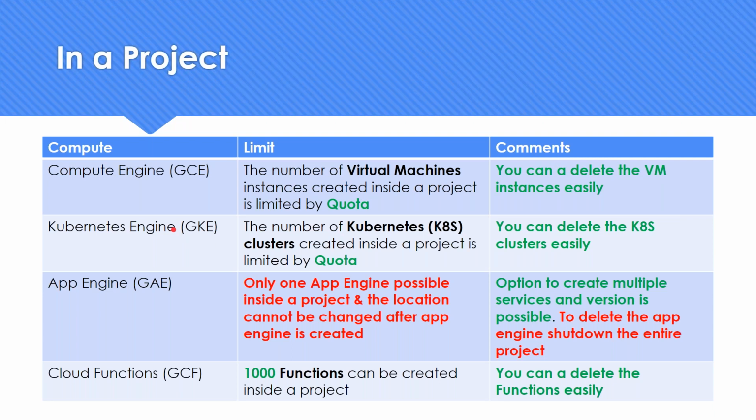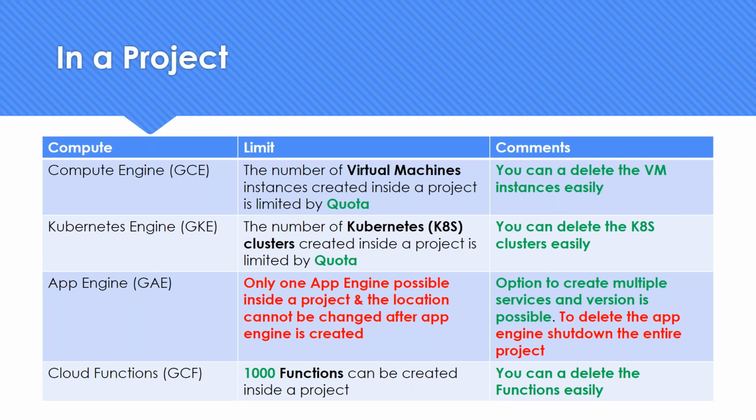Same is with your Kubernetes engine. So you can get n number of Kubernetes clusters as long as you have enough quota, and you can easily delete them. Same is the case with your Cloud Run and Cloud Functions. When it comes to Cloud Functions, per project you can create 1,000 functions. One function is what we created, so we can create 999 functions easily. And if you want to delete it, you can delete it. Same is the case with Cloud Run also.